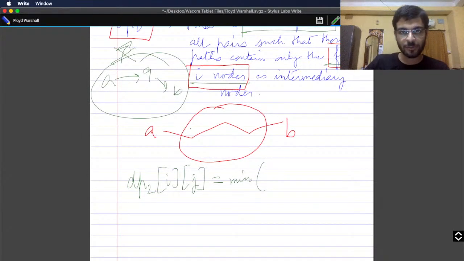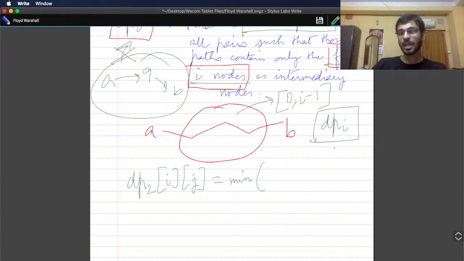And here also I say, when I am going from A to B, this path will be considered in dp i if all the nodes lie between 0 to i minus 1. Now what I'll say is that if you are allowing the second vertex to be there, the first option is that you don't use the second vertex for your distance measurement. If you don't use it, this should be exactly equal to dp1 ij.